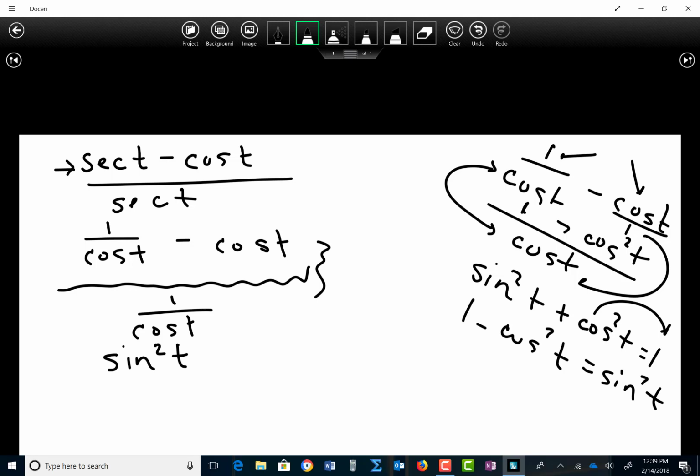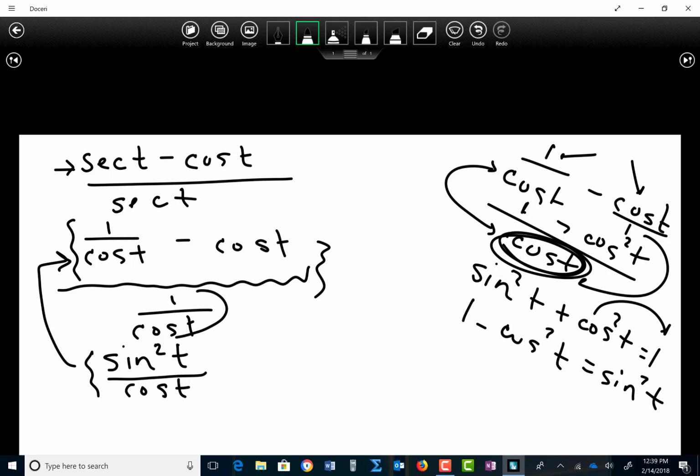And remember that it had this on the bottom, so that's just the top of this alternate fraction. So this is the entire top now. This is equivalent to this whole top, but it's also being divided by this. So I flip it and multiply. The two cosines can cancel, and I'm left with sine squared.